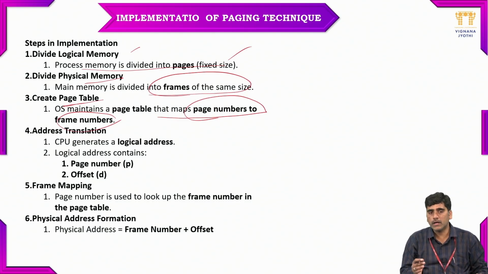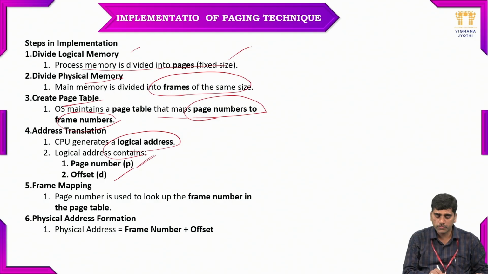And then address translation. The CPU generates a logical address. That logical address contains the page number as well as the offset. We indicate the page number with P and the offset with D.